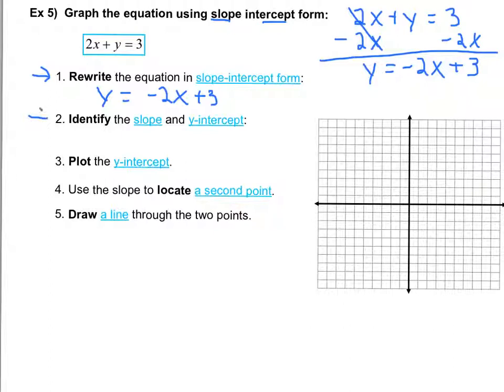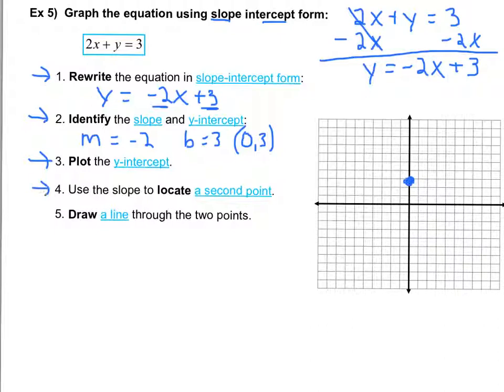The second step is to identify the slope and the y-intercept. So the slope, remember, is m, and that's going to be the negative 2 there. That's my slope. And the y-intercept is where, remember, the b is 3. That's the 3. So that means the y-intercept is the point where x is 0 and y is 3. So that's my y-intercept. Once I have that, then I will plot the y-intercept first. So my y-intercept is here at 0, 3. That's 0, 3.